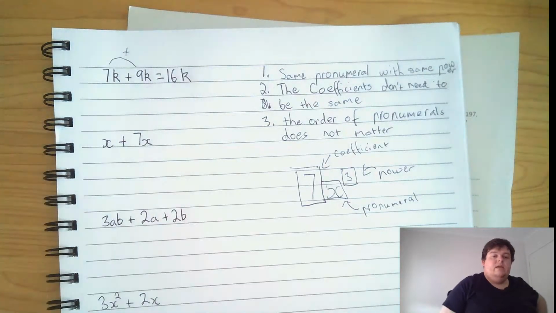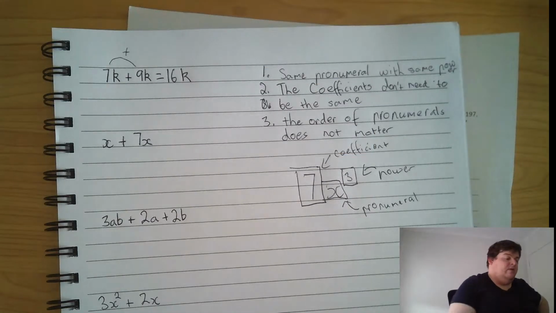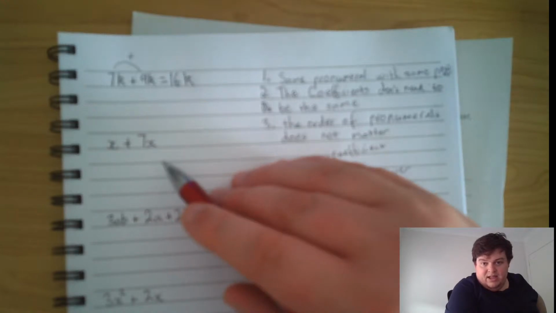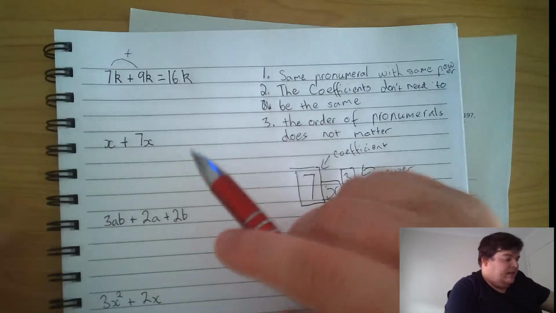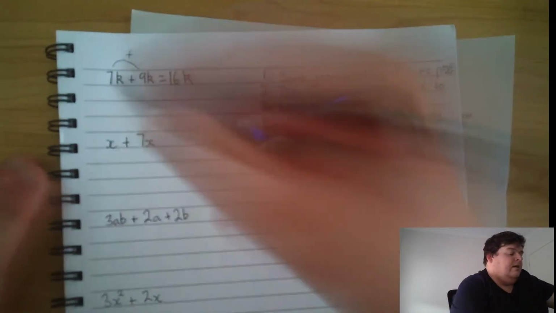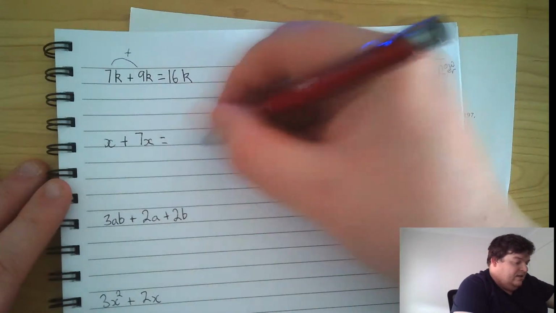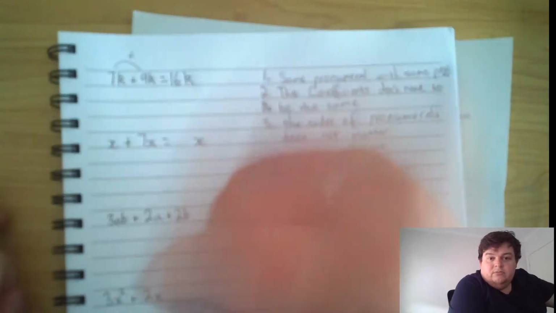Alright, so let's have a look at another one. I've got x plus 7x. Now the pronumerals and the powers are the same. Coefficients are different, but that's okay. I can plus these 2 together. So again, I'm going to say the x carries through as normal.